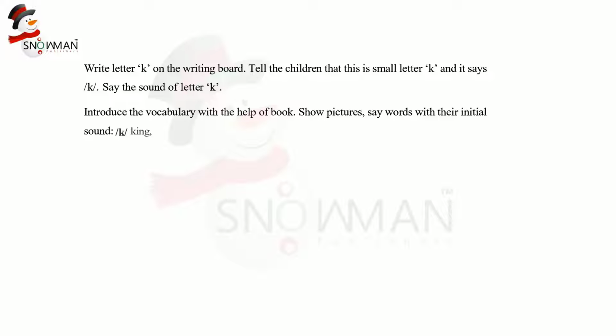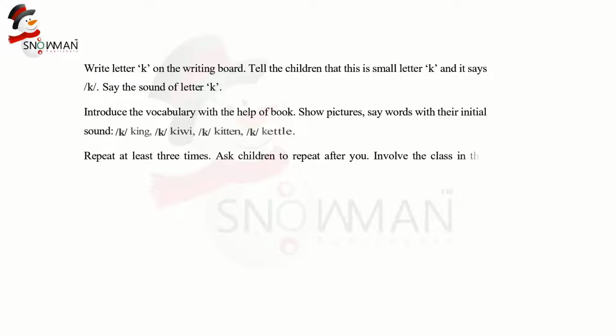K, king. K, kiwi. K, kitten. K, kettle. Repeat at least 3 times. Ask the children to repeat after you. Involve the class in this process. Tell the children that K is a consonant.